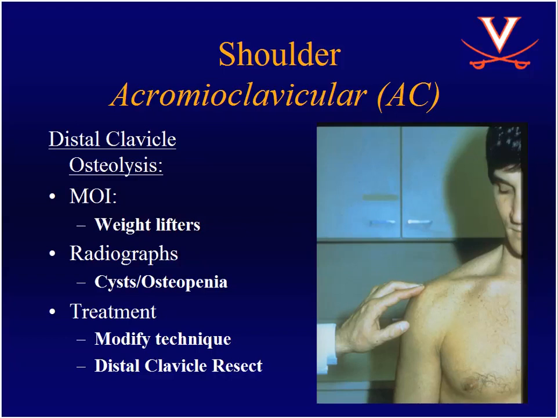Moving on, distal clavicle osteolysis. Repetitive microfracture of the end of the collarbone causes osteopenia, pain in weightlifters. You either get the weightlifters to quit lifting weights or modify their technique by moving their arms further apart, which rarely helps. Or more often than not, they're so dedicated and so anxious to return to weightlifting that you have to take off the end of their clavicle. And you can do that either open or arthroscopically, both with good results.